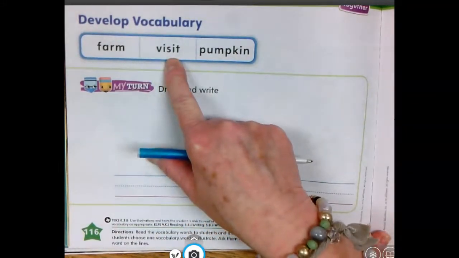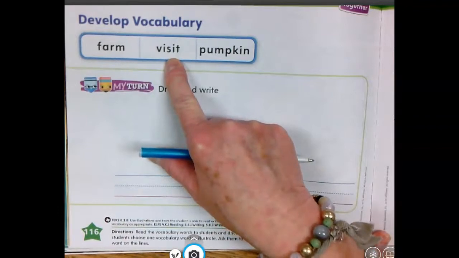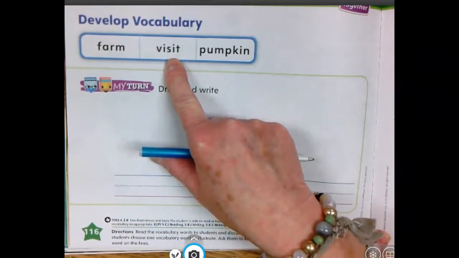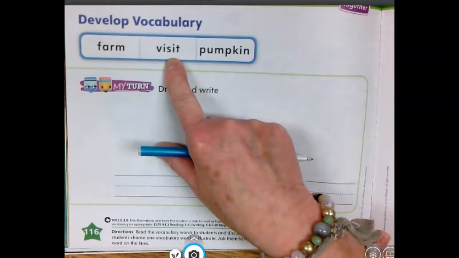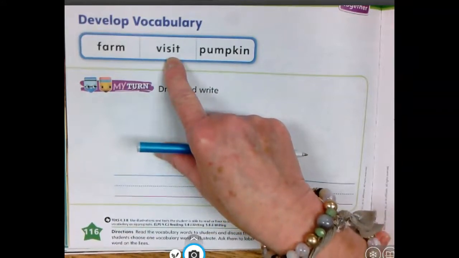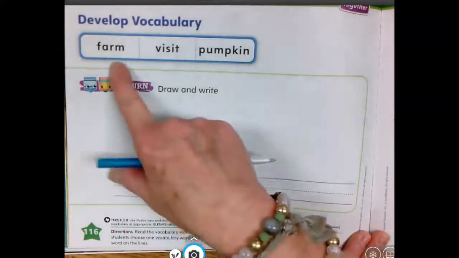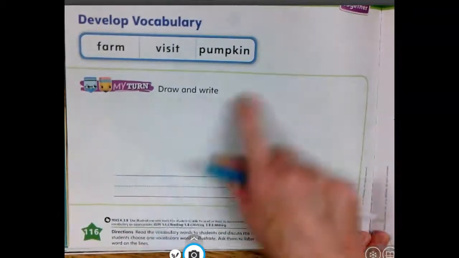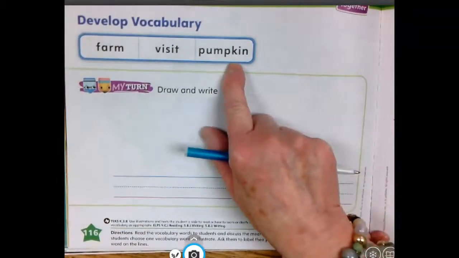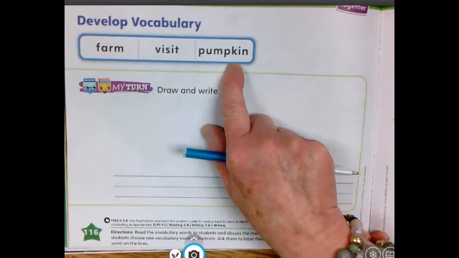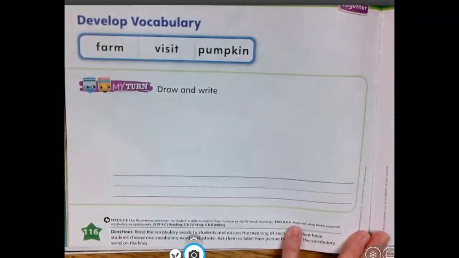Visit means that you go to see someone or something. In this story, Jess went to see who? Who did he go see? He went to see Grandma and Grandpa and the farm. And then our last word is pumpkin. A pumpkin is a round orange fruit that grows on a vine.